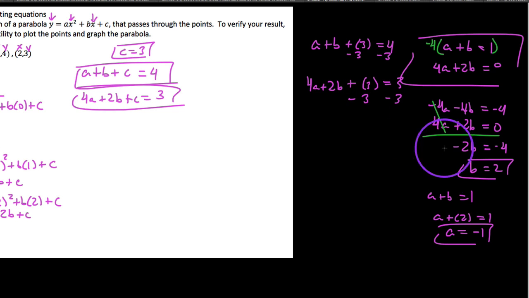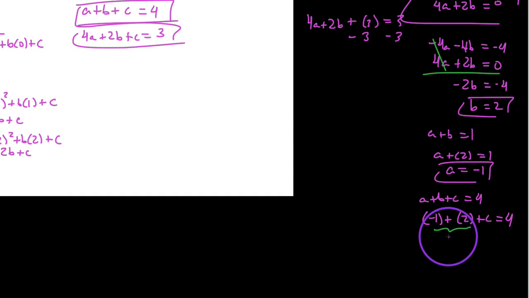We could then plug this back into the original equation, a plus b plus c equals 4. We get a, which we've already discovered is negative 1, plus our b value, 2, plus c equals 4. Combining these terms, we get 1 plus c equals 4, and so our c value has to equal 3.